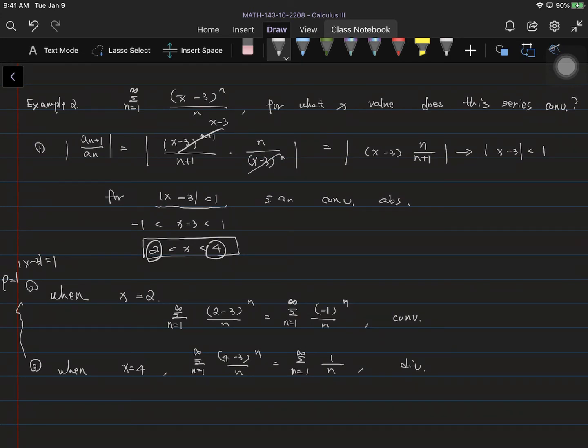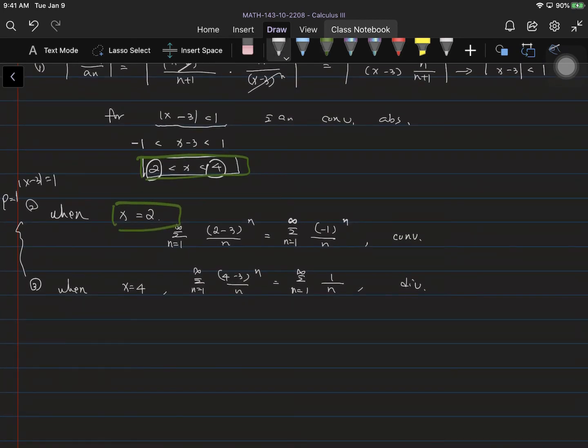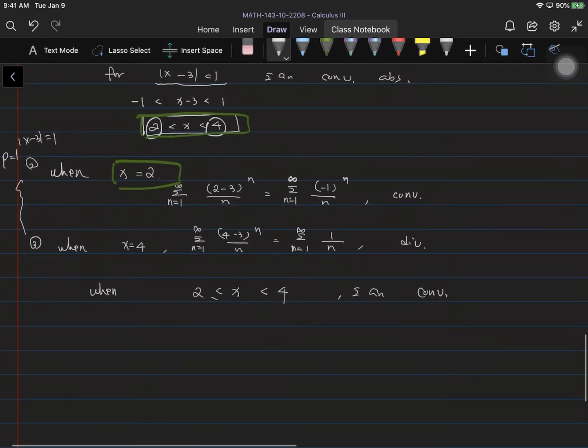Now, combine this and this. Write them down together. So, when x is greater than or equal to 2 and less than 4, the series converges. Okay. This is example 2. Let's try the exercise.